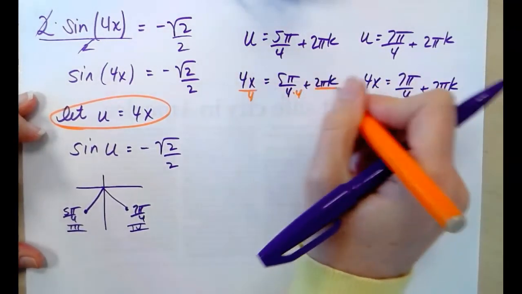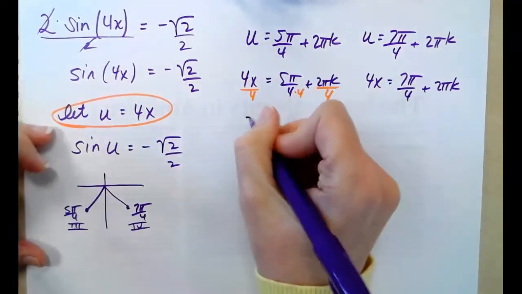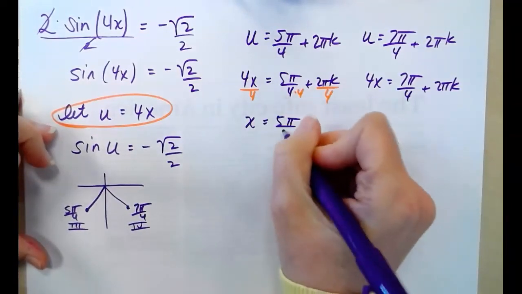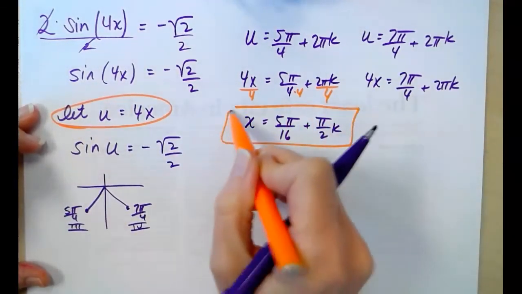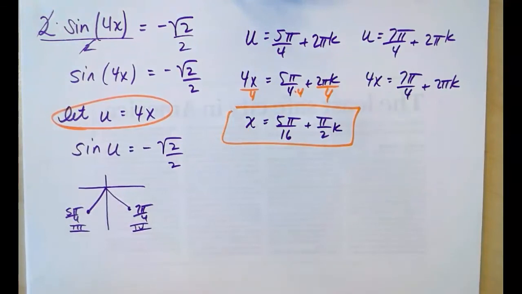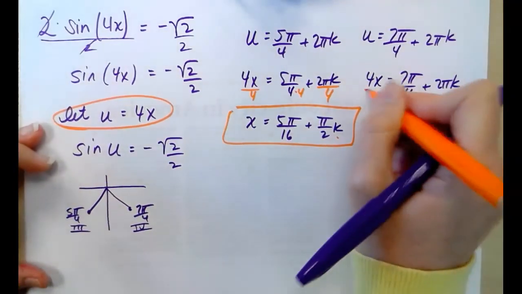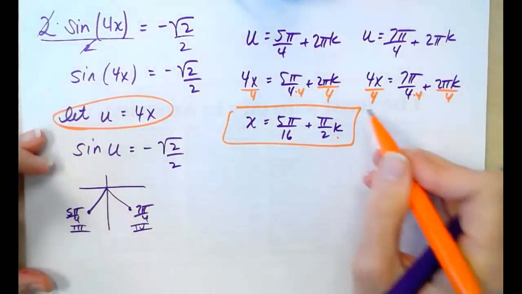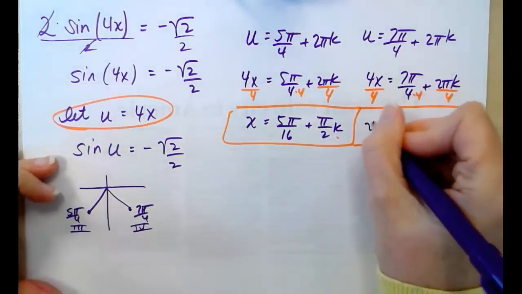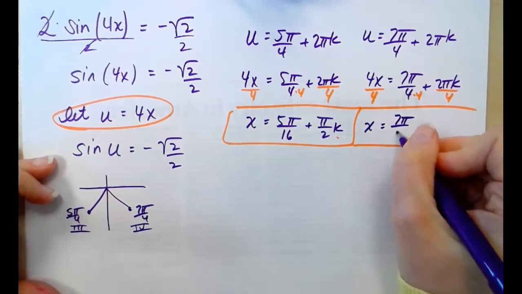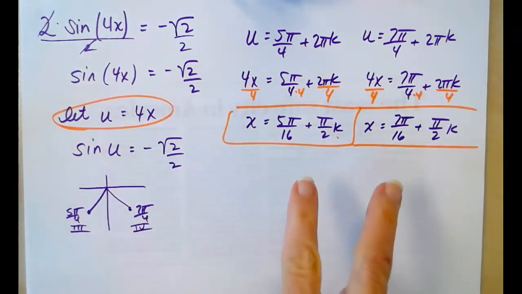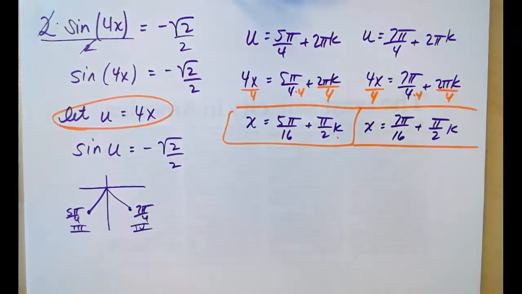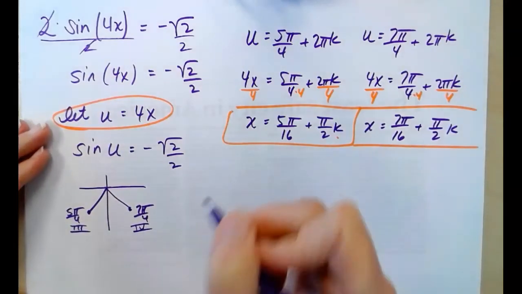Divide by 4, divide by 4, divide by 4. And we get x equals 5 pi over 16 plus pi over 2 k. That is our first general solution for x in terms of k. We need these general solutions first. Divide by 4 again, and we get x equals 7 pi over 16 plus pi over 2 times k. These are our two general solutions. We're now going to start plugging in k values and get all 8 answers.